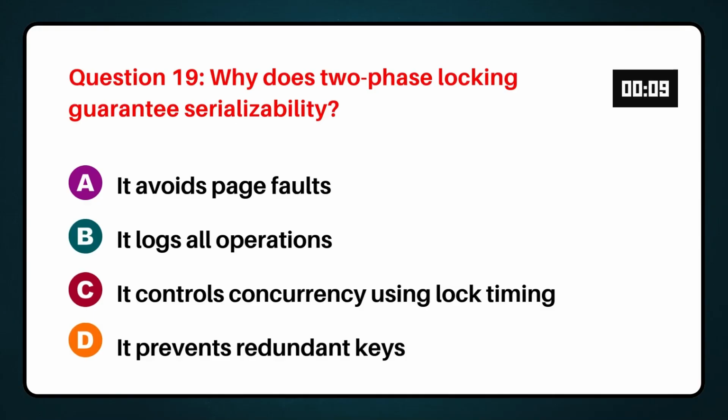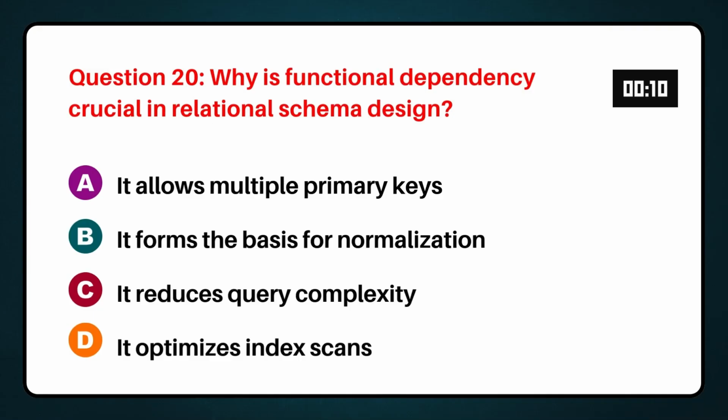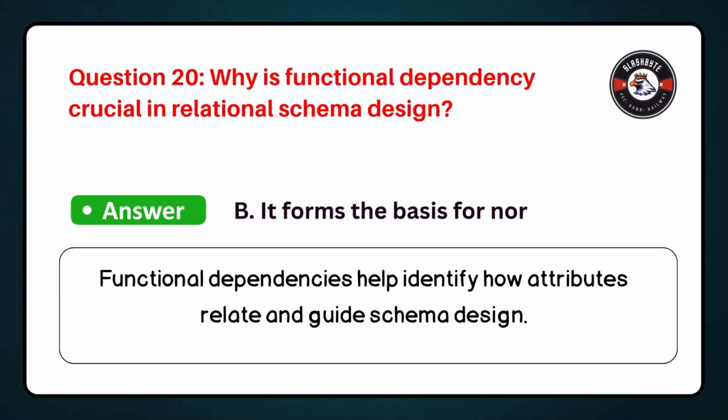Question 19. Why does two-phase locking guarantee serializability? Correct answer, C. It controls concurrency using lock timing. Question 20. Why is functional dependency crucial in relational schema design? Correct answer, B. It forms the basis for normalization.